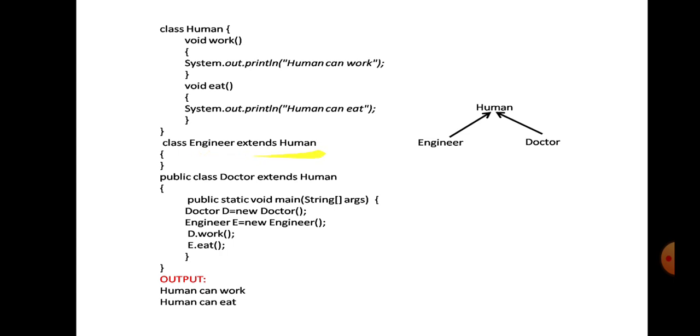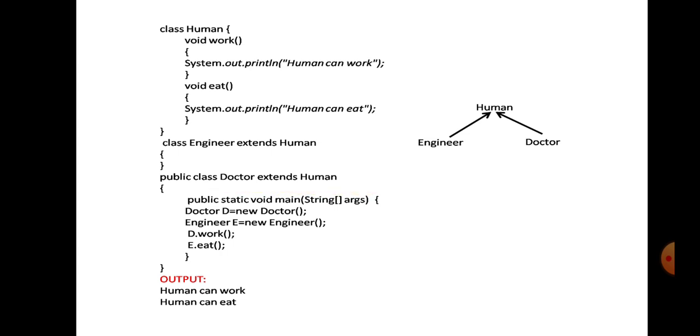Class engineer extends human. The extends keyword is used to inherit some of the properties from an existing class into a new class, as I have told already. So this is how we will write the new class if we want to take the features of an existing class, that is the base class. So here we are inheriting the features of class human. So we declared class engineer extends human. Similarly, if you want to create another class, that is doctor class, we will write class doctor extends human.